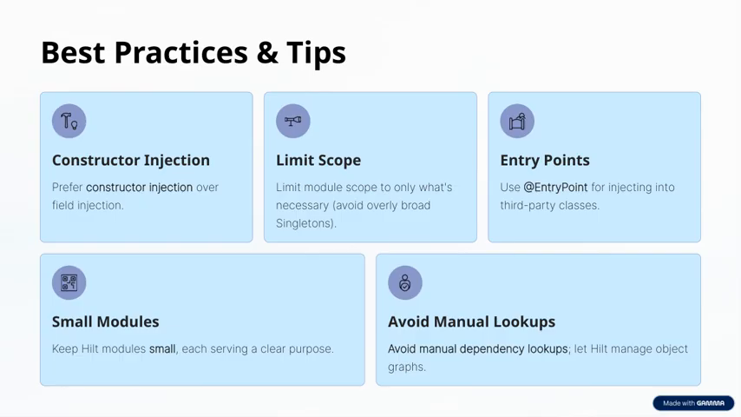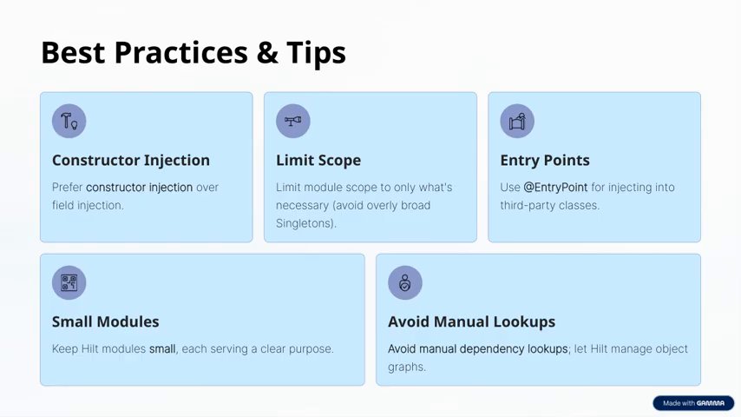When it comes to injecting into third-party classes, use the @EntryPoint annotation. This allows you to access dependencies without modifying the third-party code, which is super handy and keeps things clean. Another key tip is to keep your Hilt modules small. Each module should serve a specific purpose, making your codebase easier to understand and manage. Small, focused modules are much more maintainable than large, monolithic ones.